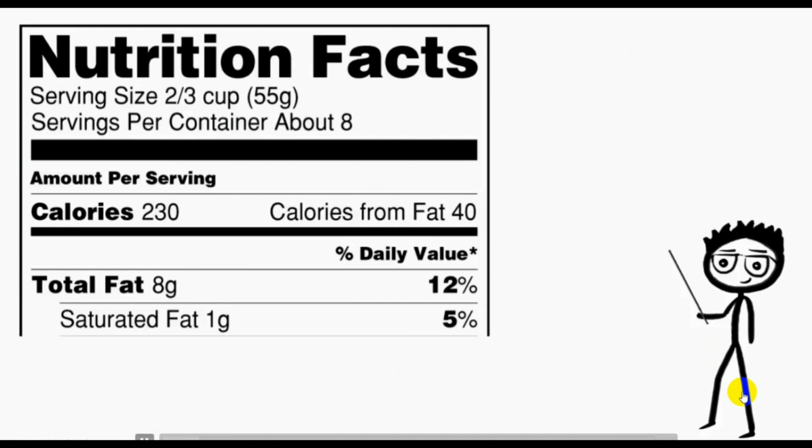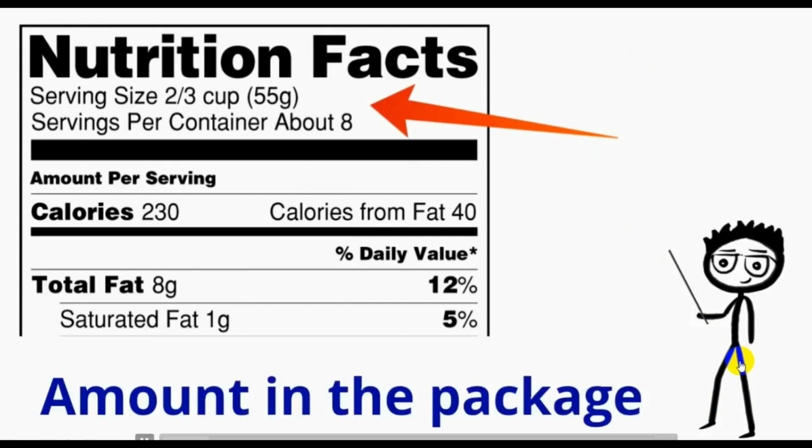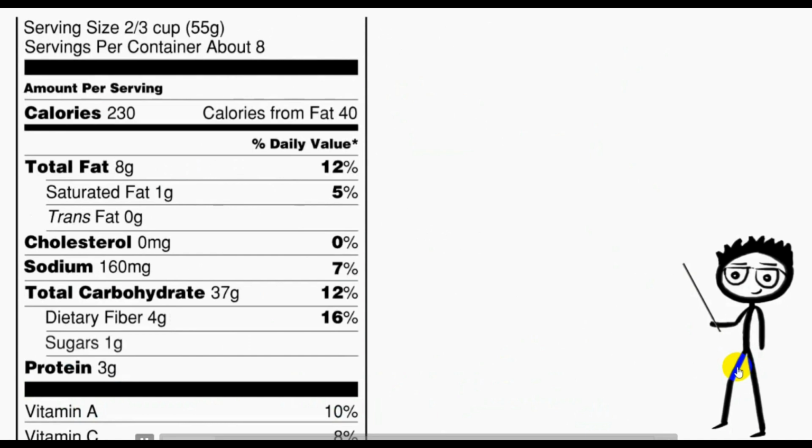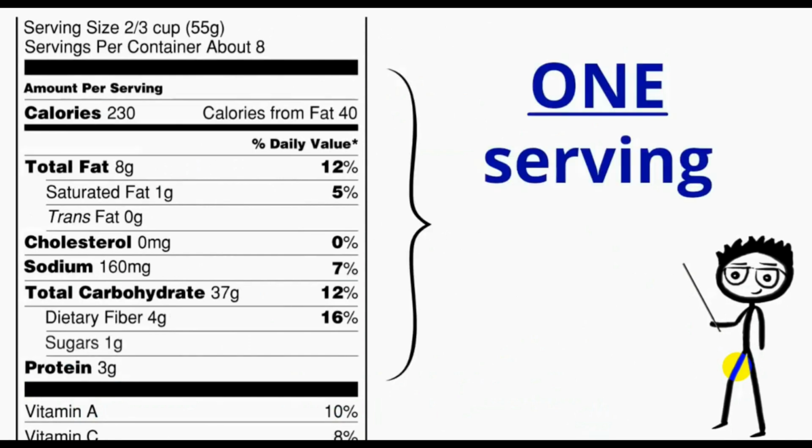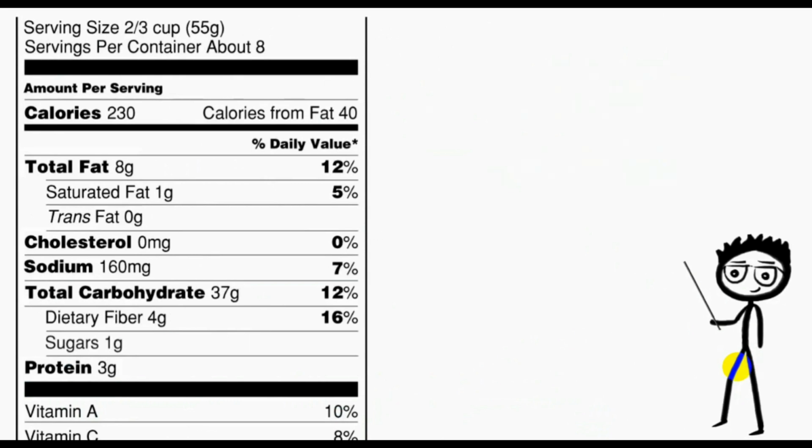The first thing you'll notice is at the top of the nutrition facts are the serving size and servings per container. This is simply the amount in the package or container. Pretty self-explanatory. Next, you have the ingredients. Everything inside of these black lines is representative of one serving. This is important to understand because next you'll see the calories and the calories from fat.